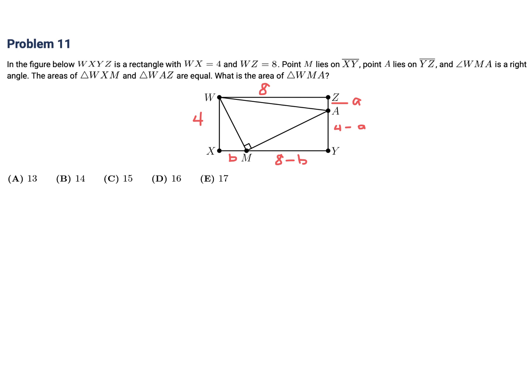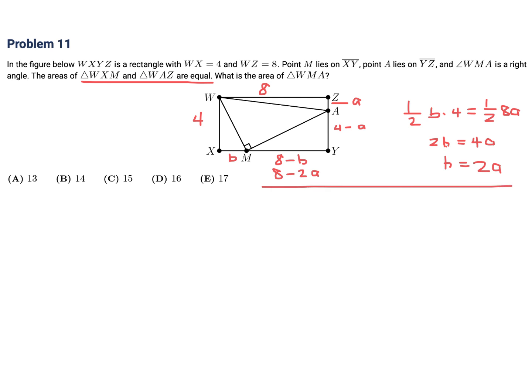Okay, now where do I go from here? Well, this is an important one. Those two areas are equal. So that means 1/2 B times 4, which is the area of WXM, is equivalent to the area of WAZ, 1/2 A times 8. So 2B is equal to 4A, and that means B is equal to 2A. So this would be 8 minus 2A. And if we need anything else, we can put it later on.